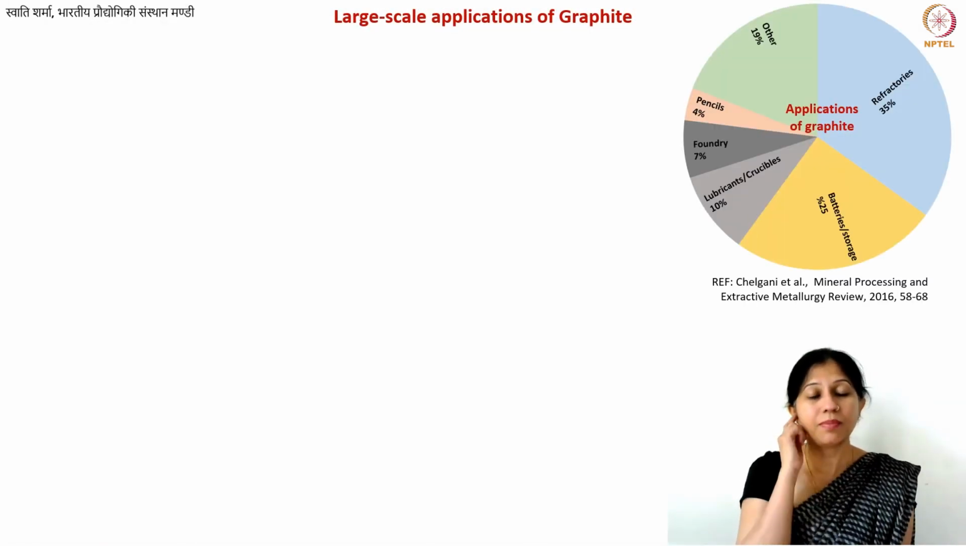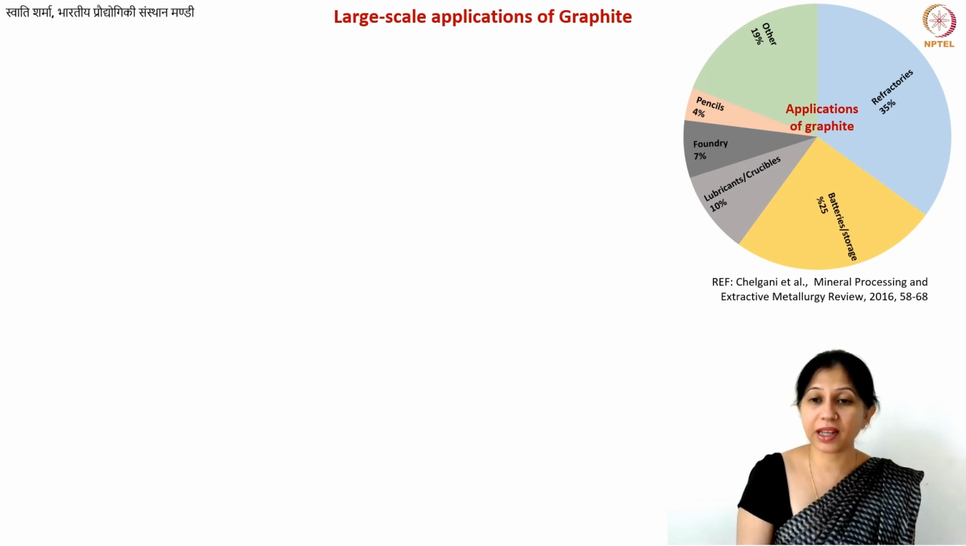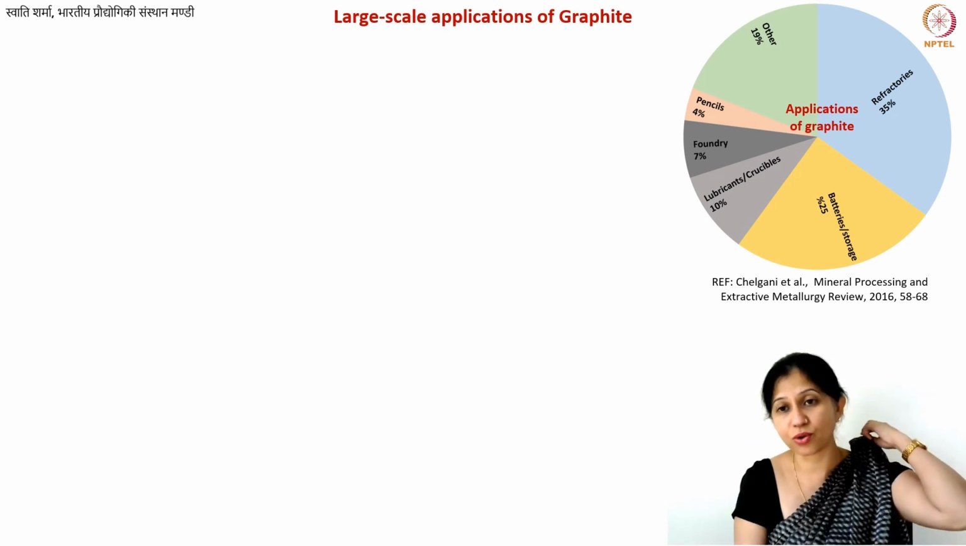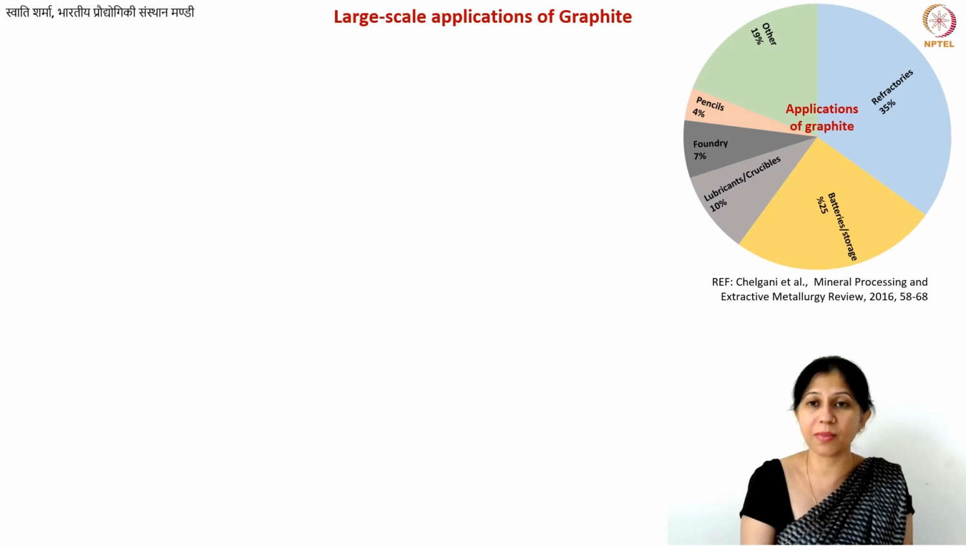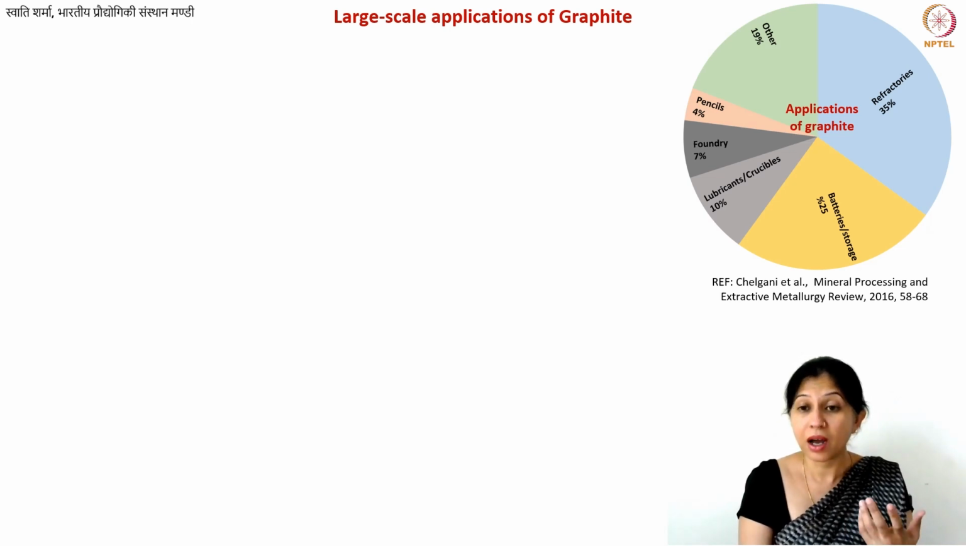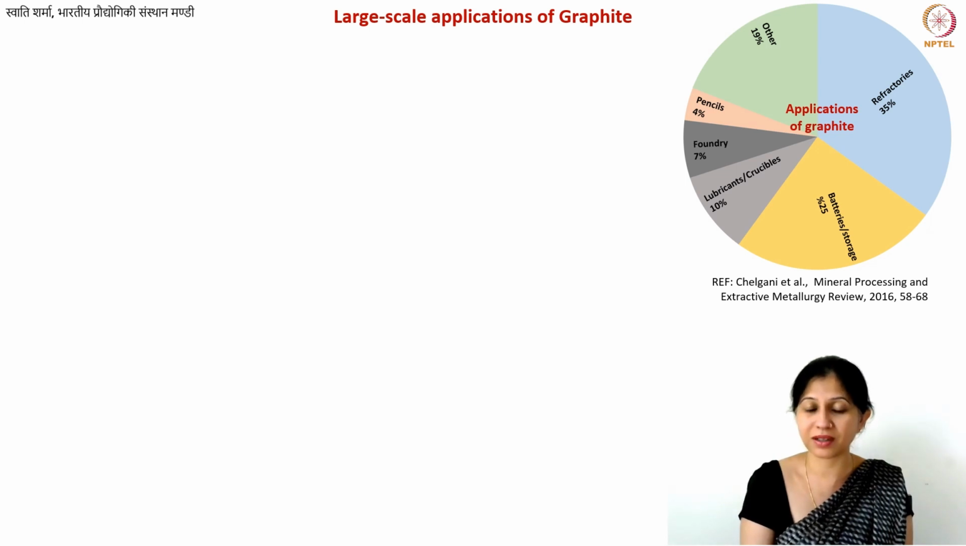Coming to the large-scale applications of graphite, this picture here I had also shown you before. You can see that some of the basic, or rather well-known, applications of graphite are listed here. You will use it especially in batteries and energy storage devices. You have graphite in your pencils. You also use graphite in the foundry, and it's also a solid lubricant. So these are some of the very basic and well-known applications of graphite.